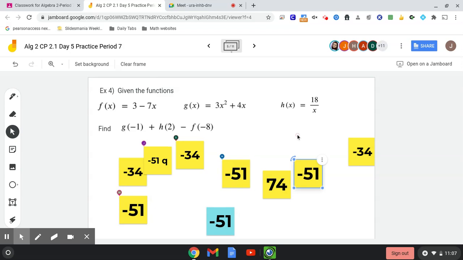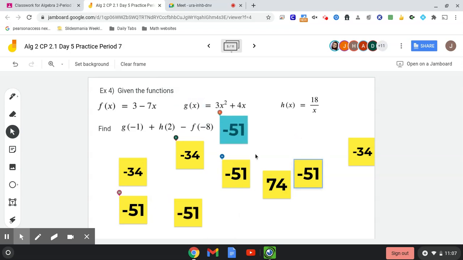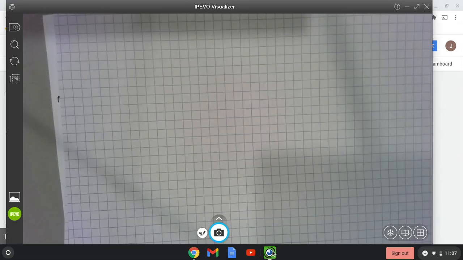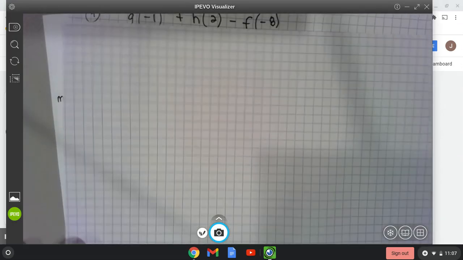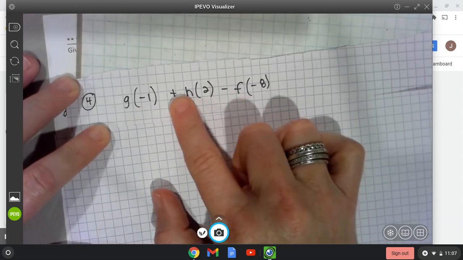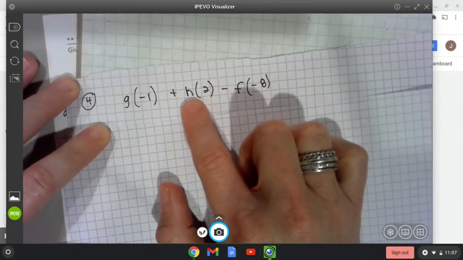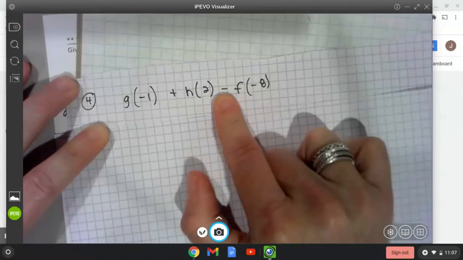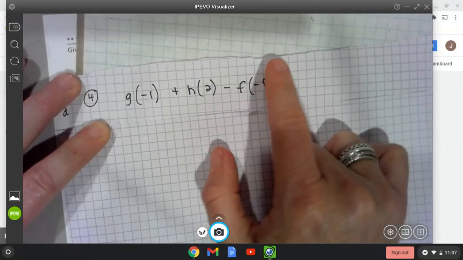Okay. All right, I'm seeing a lot of good answers, and then there are a few incorrect ones. Let me go over to the paper to show you. All right, so in this case, first you have to get a number for g of negative 1 so that you can add it with h of 2. So you need a number for h of 2, then you have to subtract f of negative 8. So I need a number for this.